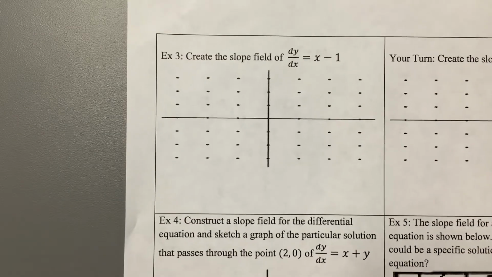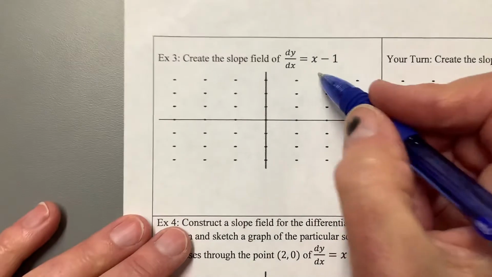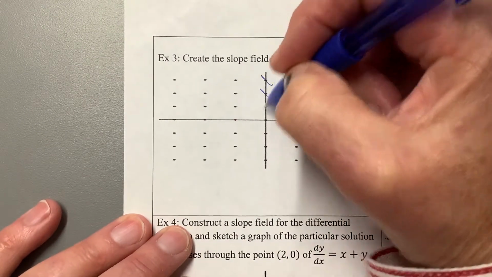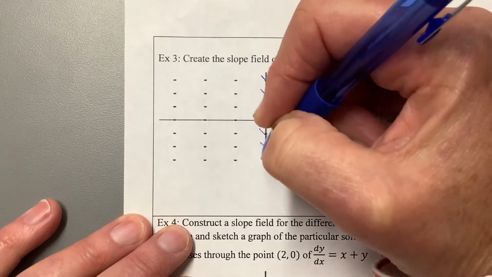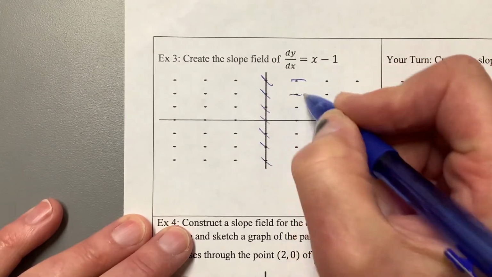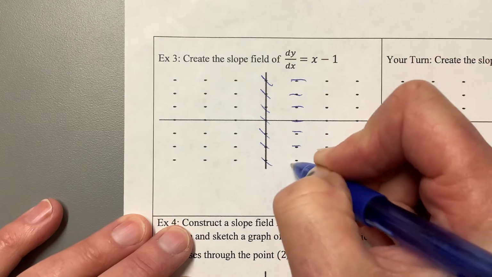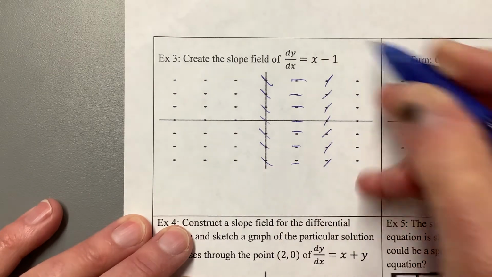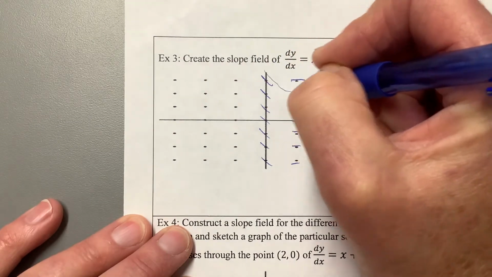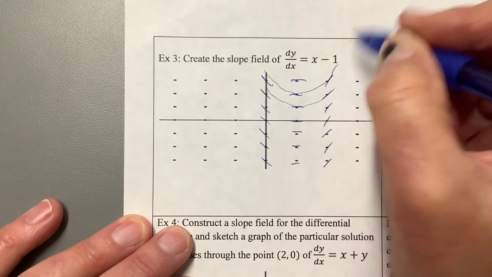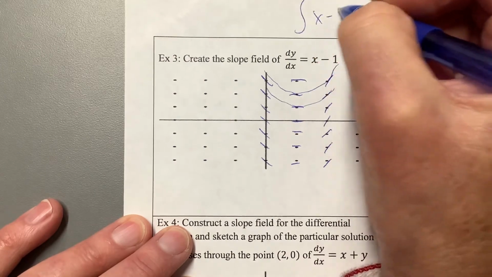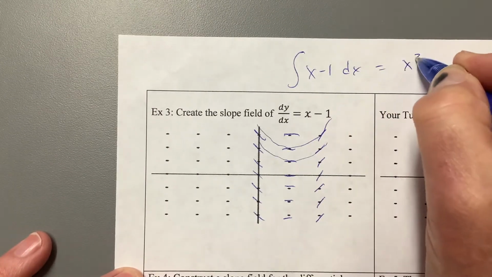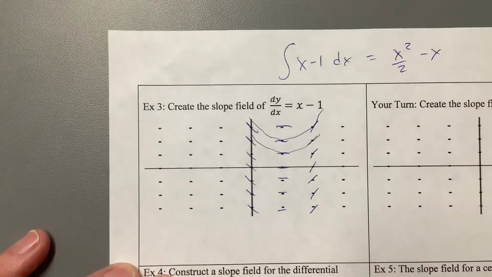Ones with only one variable, this one only has an x in it. If x is 0, these are all -1. If x is 1, these are all zeros. If x is 2, these are all 1s. Sure looks like my graph is doing this. Well, integrate. Integrate x minus 1 with respect to x, and you get x squared over 2 minus x. Sure enough, it's a parabola.